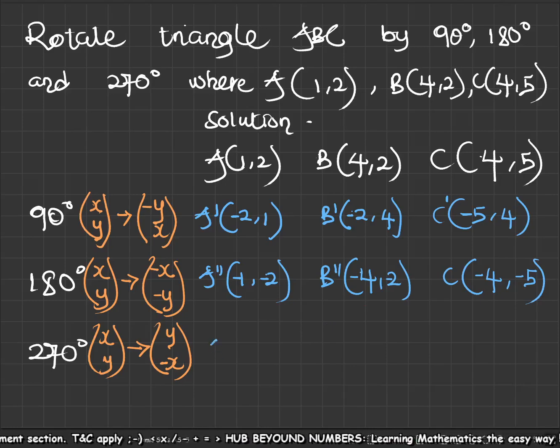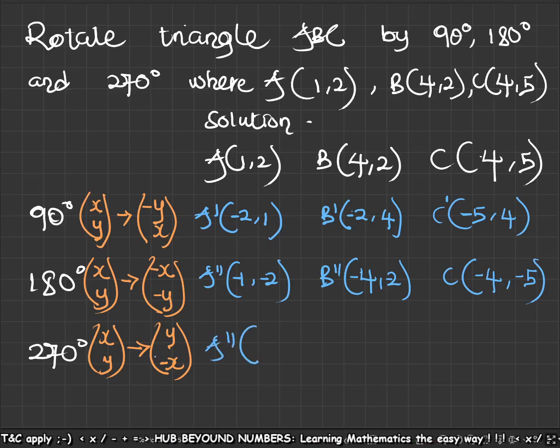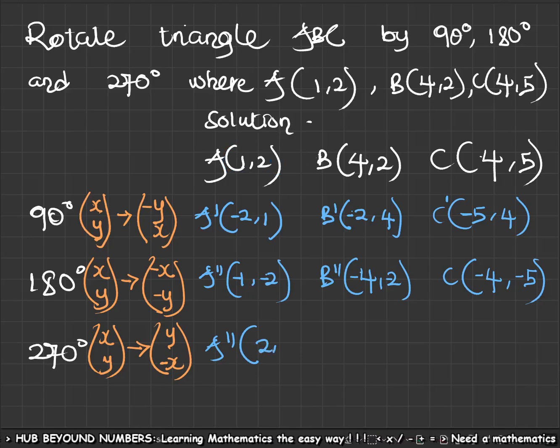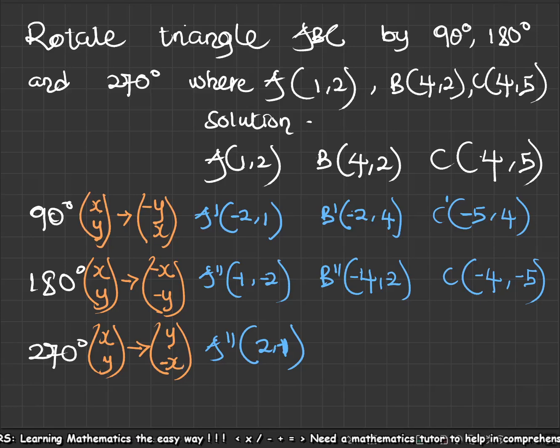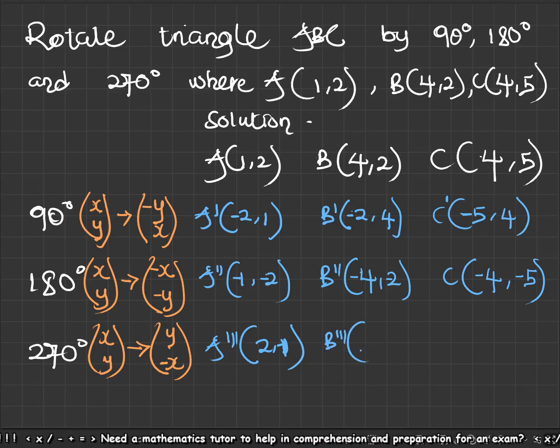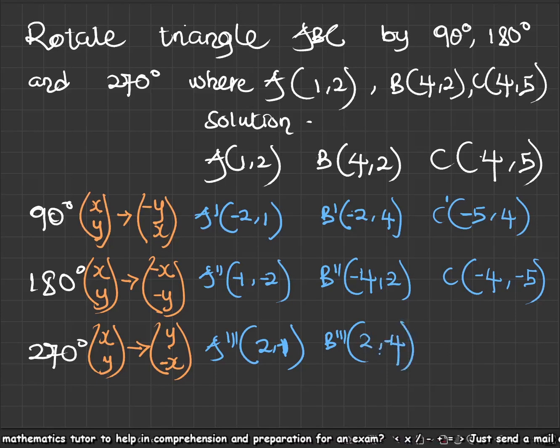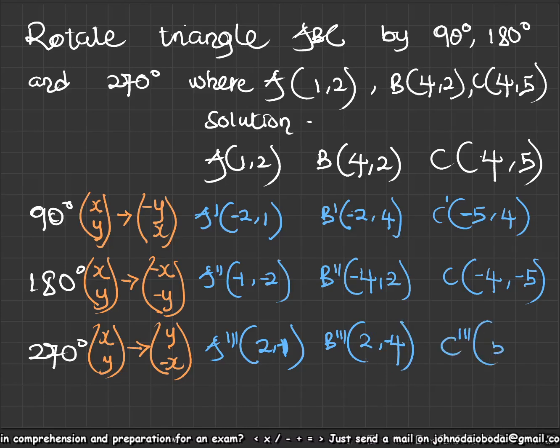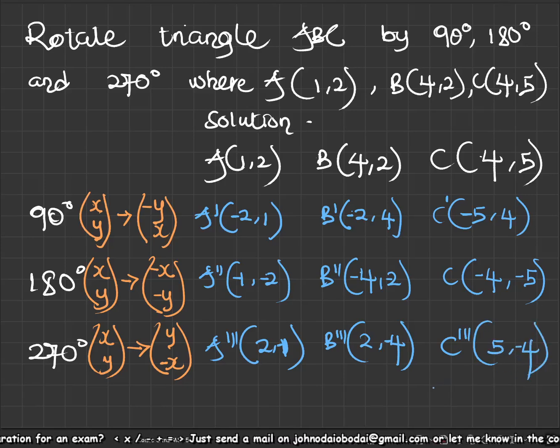Then for the last one, A prime prime prime. So this one says we should interchange. So instead of 1, 2, we are going to get what? 2, 1. And then we negate our new coordinate here, which stands for the what? The y. You see. Then for B prime prime prime, we are going to interchange. So we have 2, 4, but let's negate the new y value. Then for C prime prime prime, we have what? 5, 4, but we negate our new what? Y.